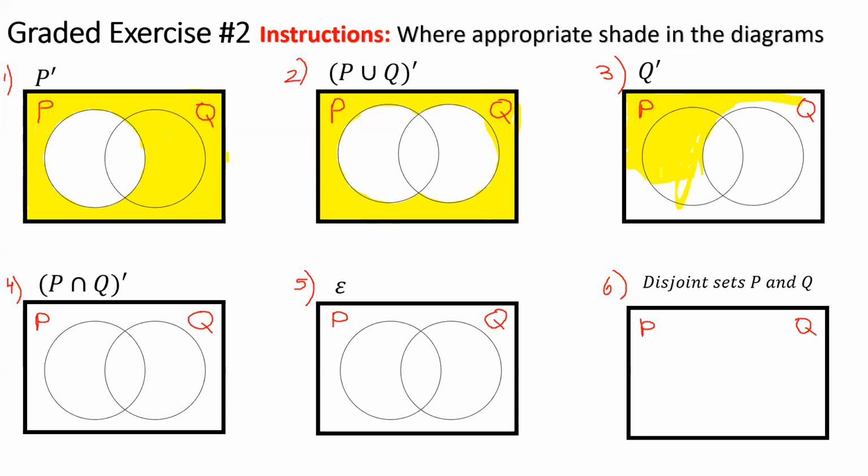I got that. All right, very good, Javin. And the others? Shade in P, but you cannot shade in Q. Kate and George got that.